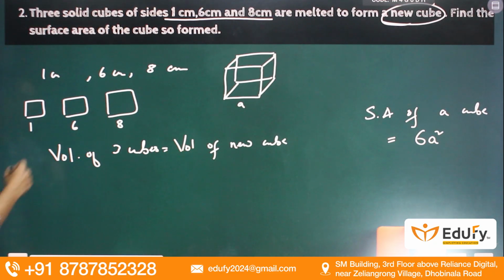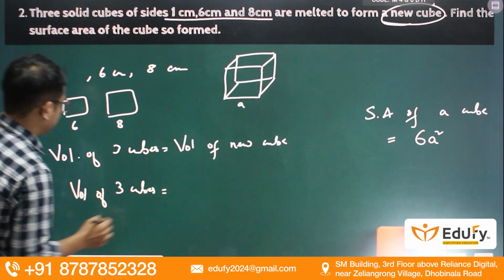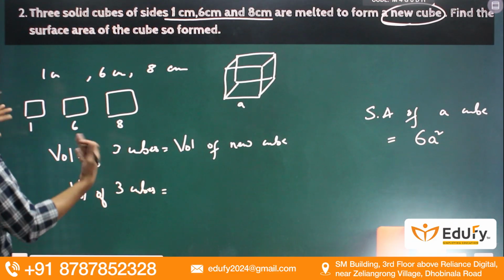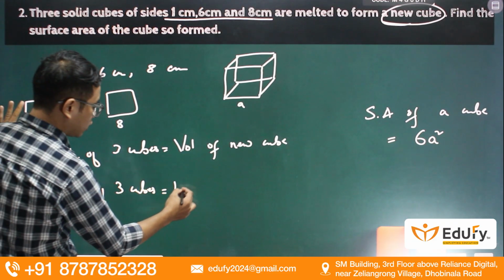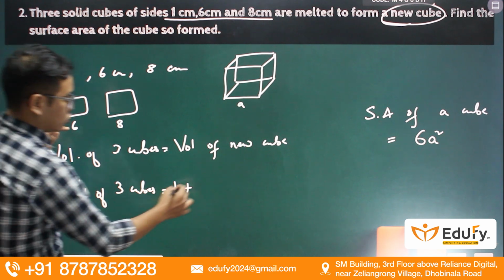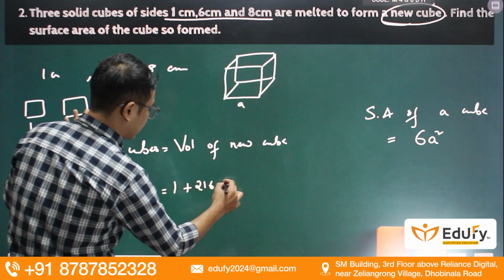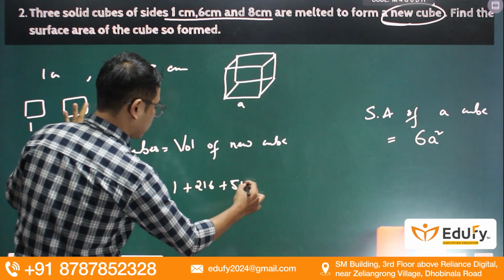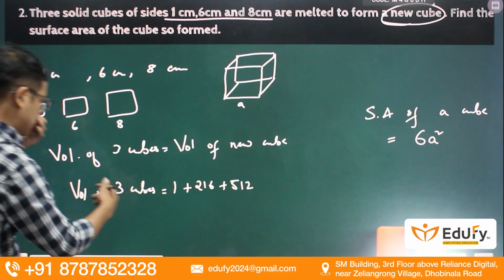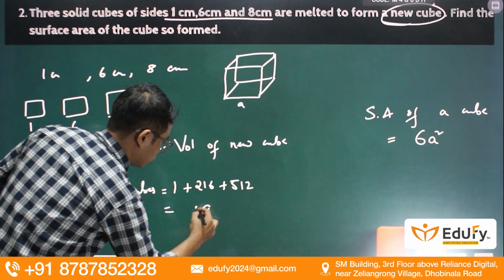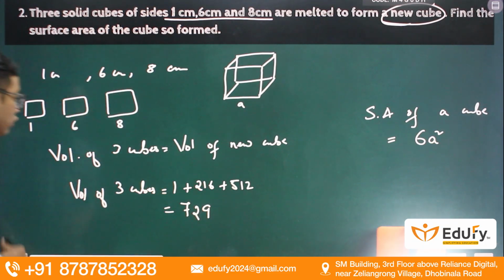All right, so the volume of the 3 cubes. The volume of a cube formula is a cube, right? So 1 cube is just 1, 6 cube is 216, and then we have 8 cube, which is 512. If you add this up, we're getting 729. So that's the volume of the 3 cubes.